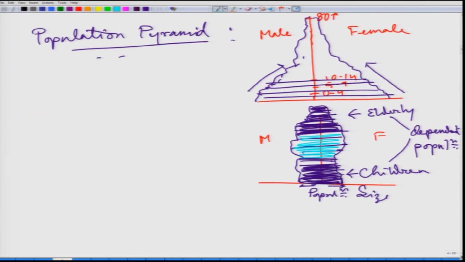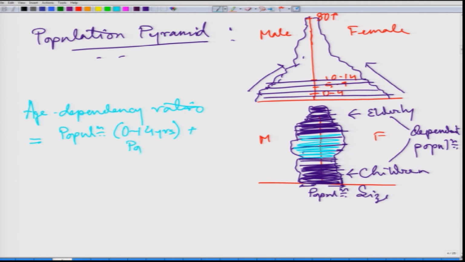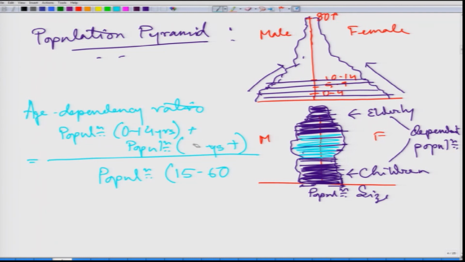So we can estimate an age dependency ratio as population aged 0 to 14 years plus population, you can keep it 60 and above or 65 and above, 60 years plus, divided by working population, population aged 15 to 60 years. So this gives an idea about the age dependency ratio.